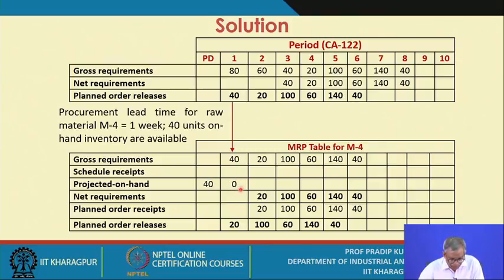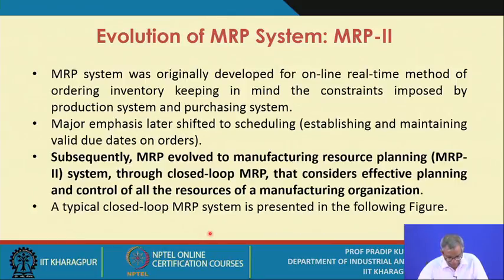So, you have now projected when the 40 units are consumed. Obviously, you do not have any units as projected on hand. So, the net requirements will be 20, 100, 60, 140, 40. Planned order receipts will be 20, 100, 60, 140, 40. Okay. And as the lead time is 1 week, 1 week before you place an order of 20 units, and then the next week you place an order of 100 units, next to next week 60 units and so on. Okay. So, this way you make a plan for the order releases.